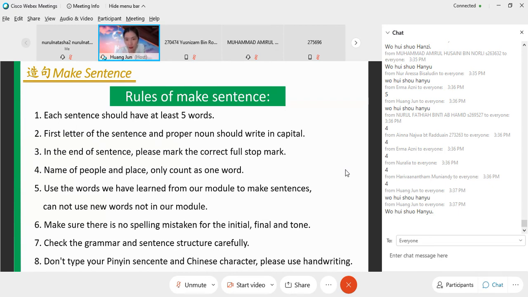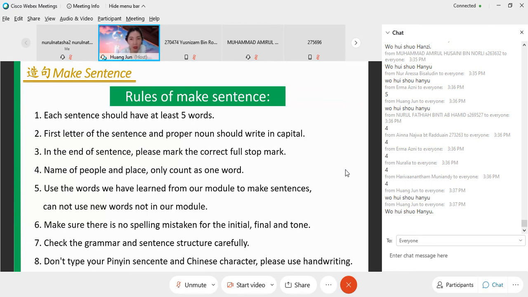Okay, so you have to make sure the words we ask you to write got 5 words over there. People's name and place only count as 1 word. So like my name, Huang Jun, only counting as 1 word. Okay. Then only can use the word in your book. If the word you write is not in your book, don't use it. If you use, we will consider as a 0 sentence.